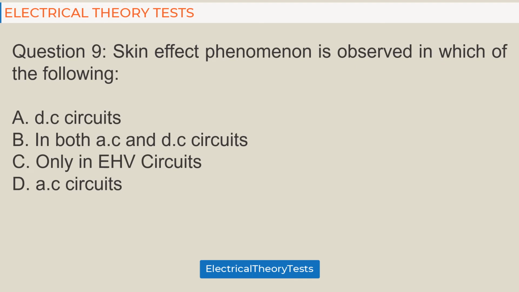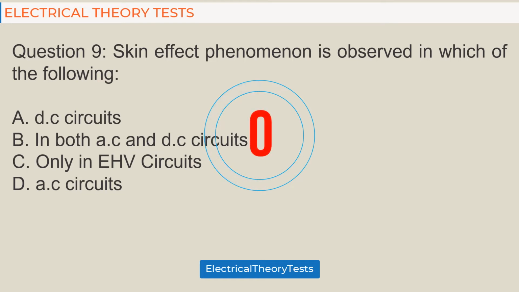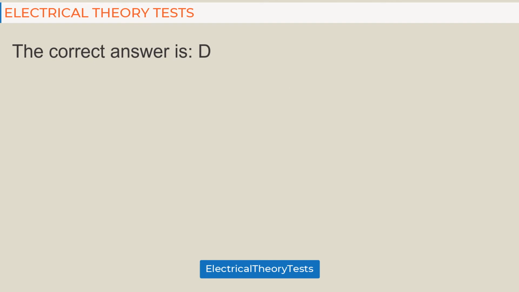Question 9. Skin effect phenomenon is observed in which of the following? A. DC circuits. B. In both AC and DC circuits. C. Only in EHV circuits. D. AC circuits. The correct answer is D.